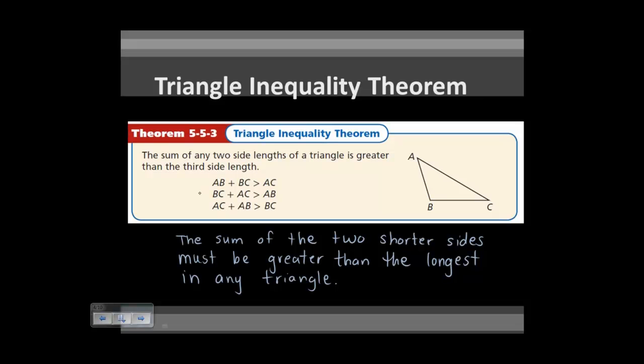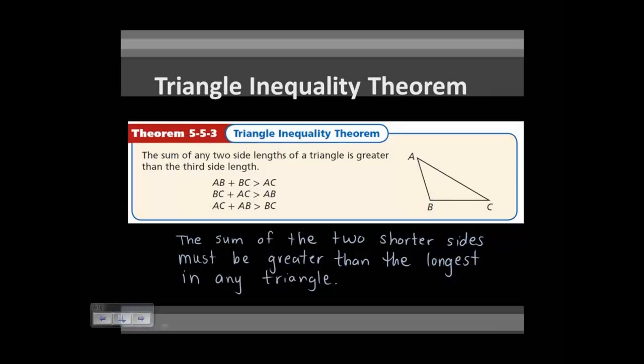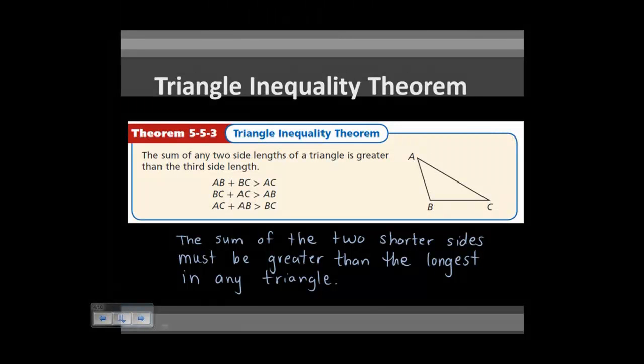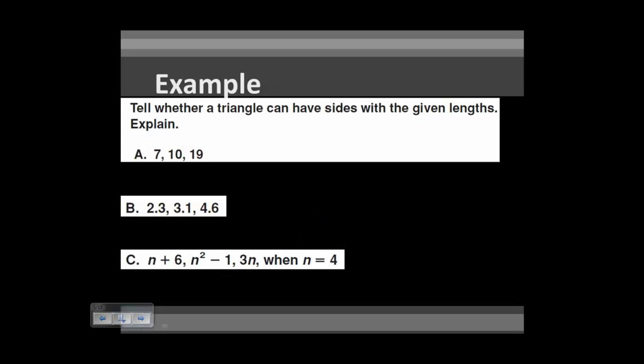Now, you may need to use these other two relationships a little bit later. All three relationships definitely work. But the one that's muy importante is this last one here. The sum of the two shorter sides must be longer than the third side, the longest side of any triangle. Okay, so let's try some problems here.